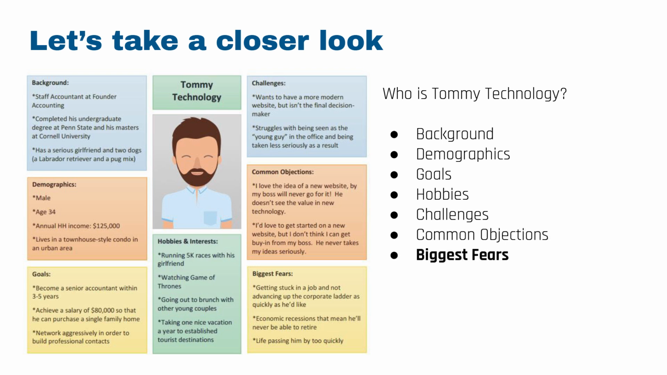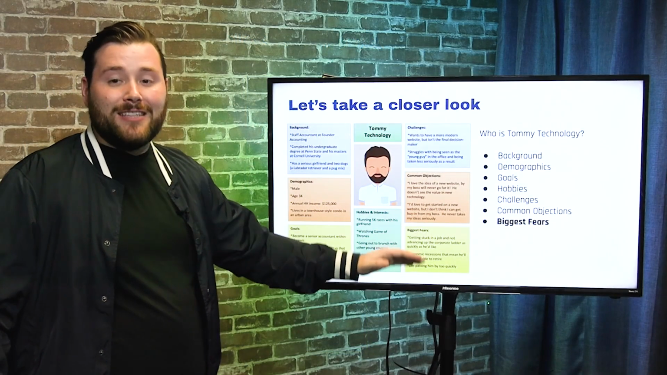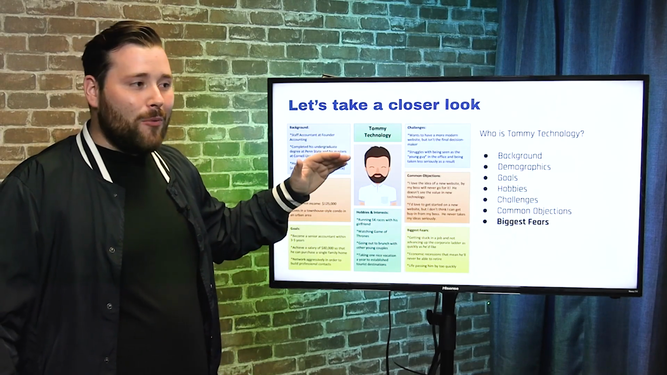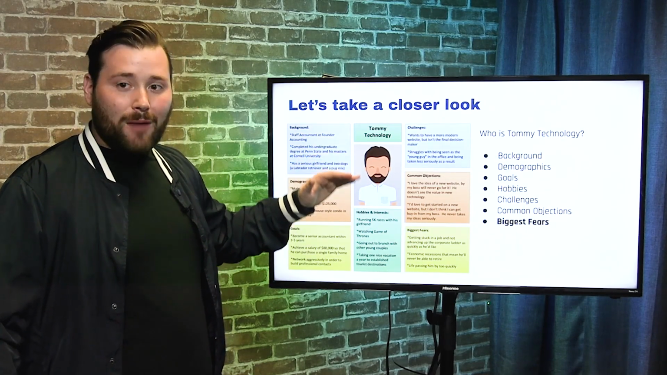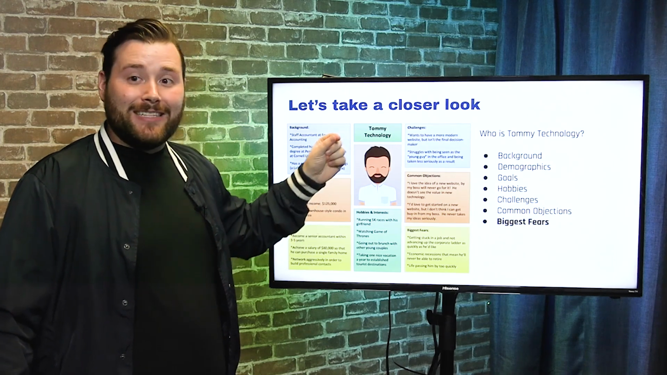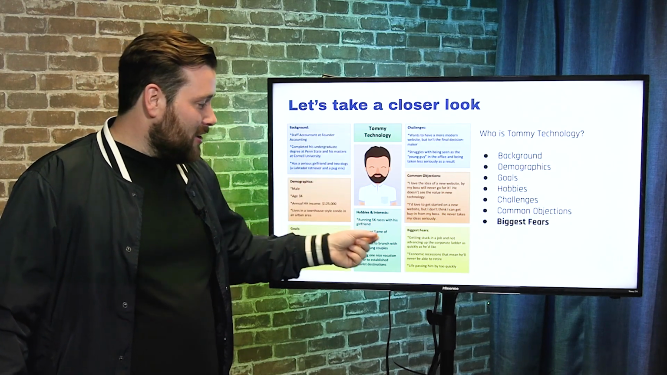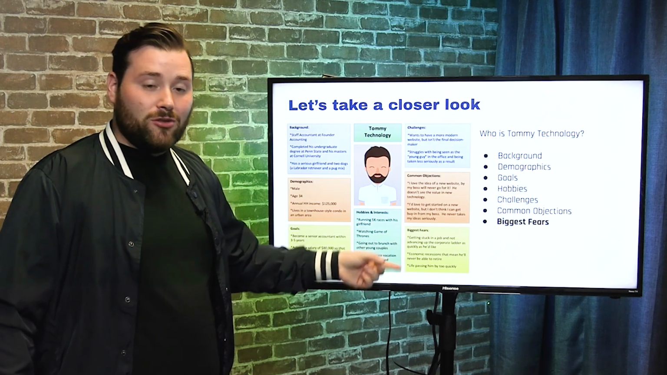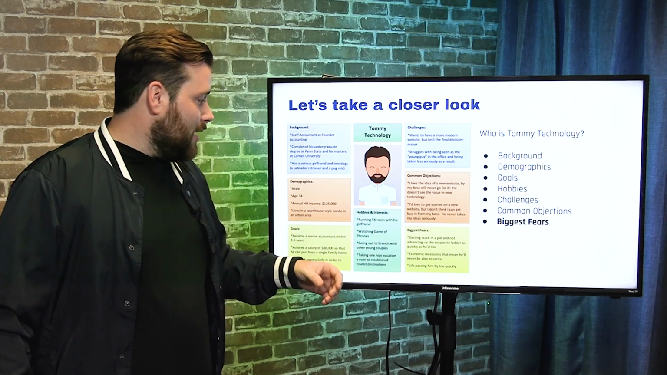Let's take a look at his biggest fears. Getting stuck in a job and not advancing up the corporate ladder as quickly as he'd like. Economic recessions that mean he'll never be able to retire. Life passing him by too quickly. So if I'm able to identify his biggest fears, then at the beginning of the ad, I want to be able to identify his problems. I want to be able to agitate his pain by injecting that fear into the ad copy because I know what his biggest fears are, right? So I'm really agitating the pain.